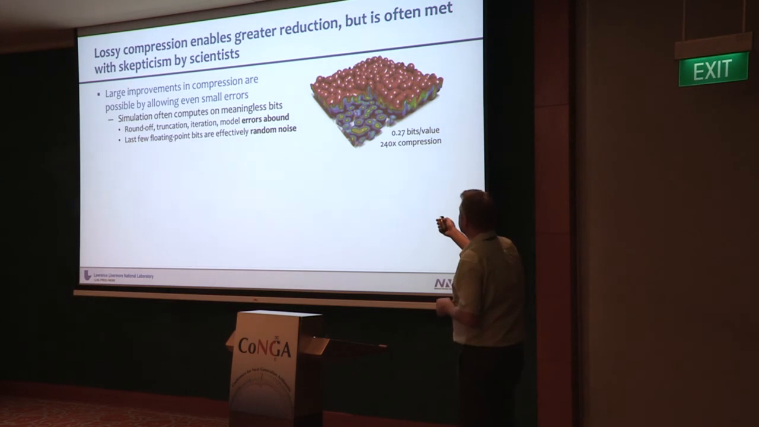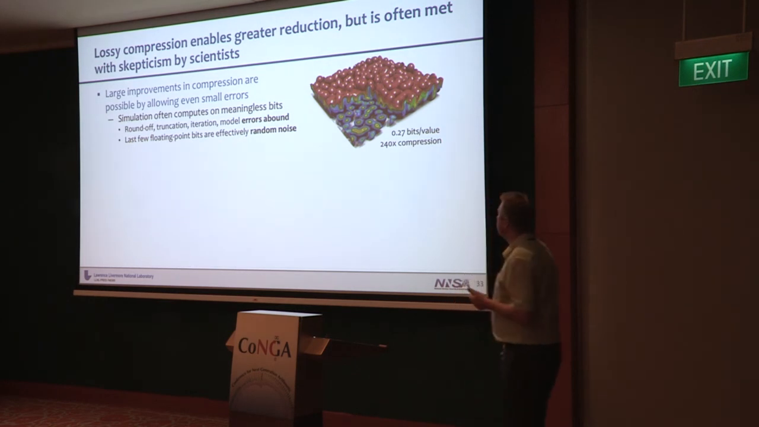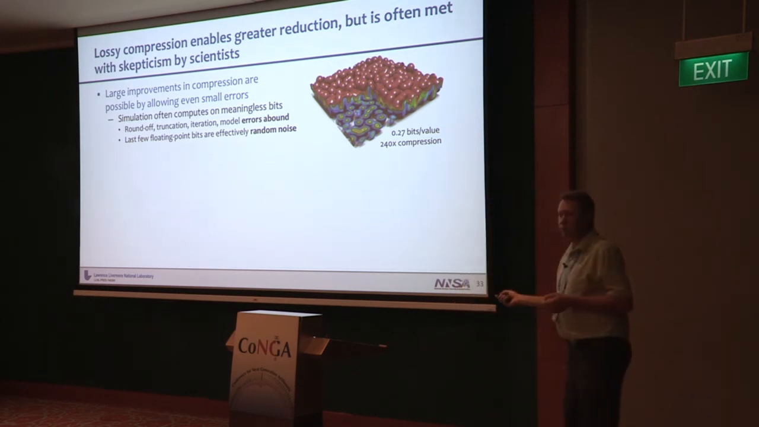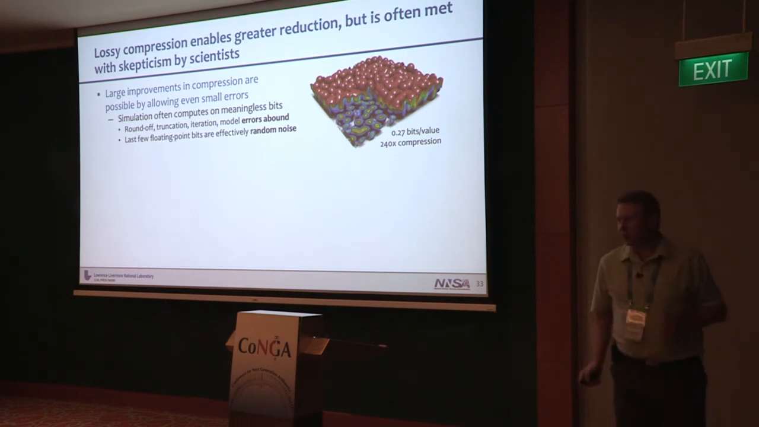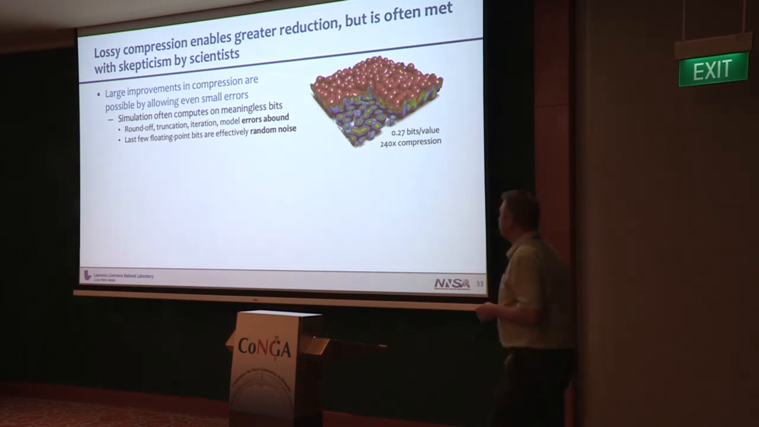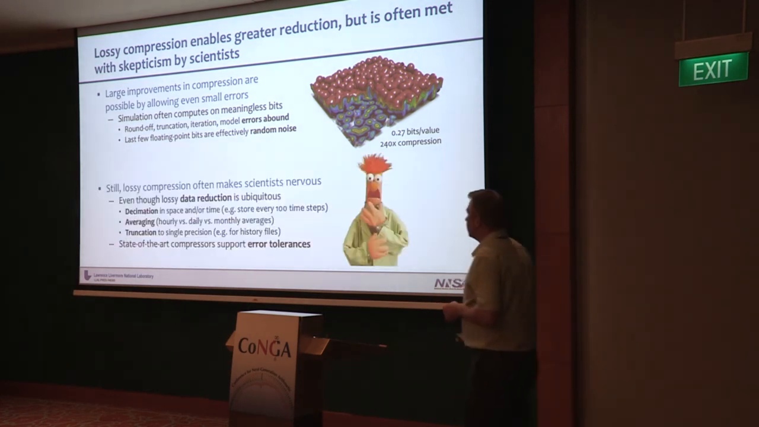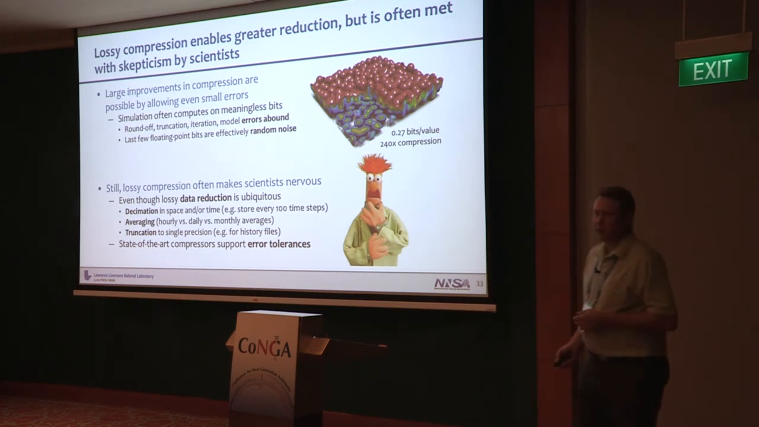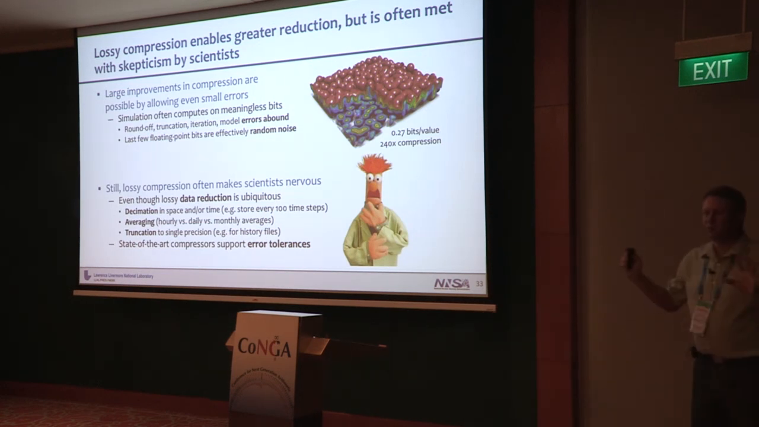This is a similar field that's been compressed by one of my compressors down to 1.27 bits per value. That's quite a lot less than 64 bits. Visually, you would not be able to tell the difference between this and the full 64-bit field. Of course, I go to scientists and tell them about this, and they freak out. It's like, what are you going to do with my data?